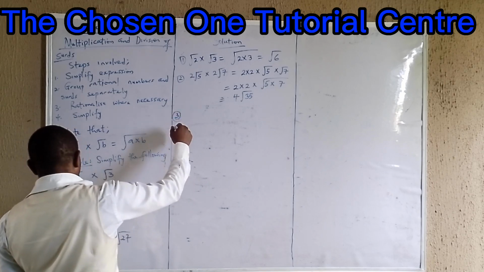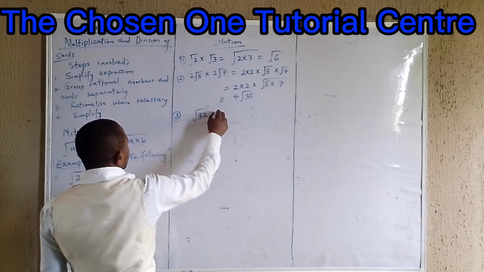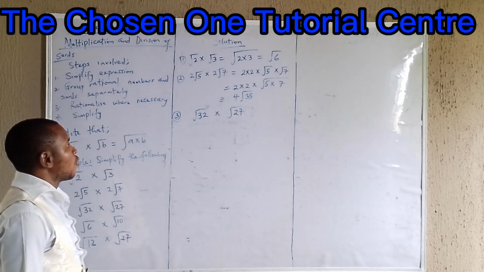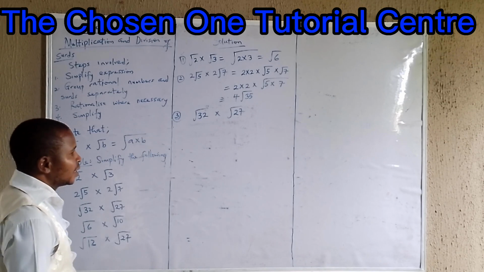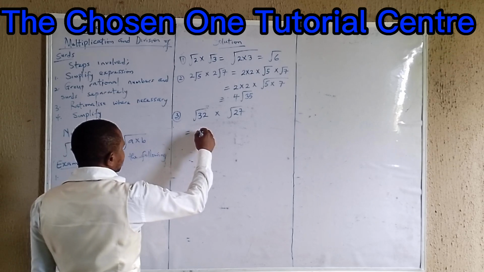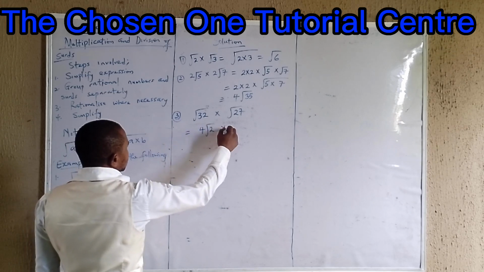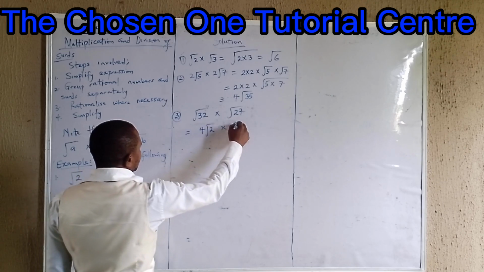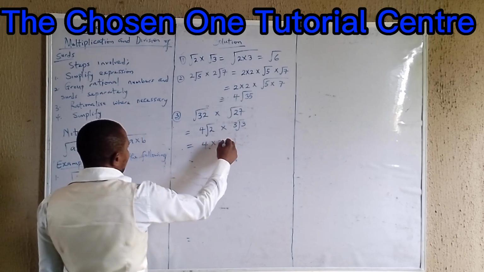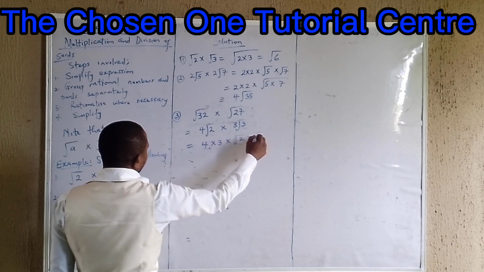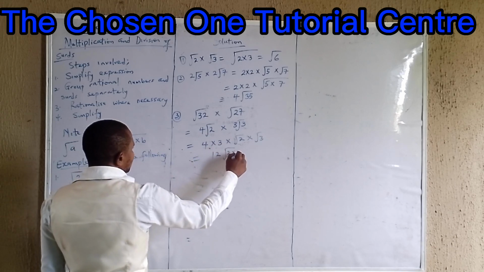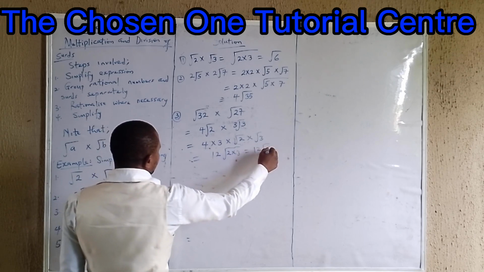Number 3, we have root 32 times root 27. This might be complex, so it is advisable for us to express it in a basic form. So in a basic form, this should be 4 root 2 times 3 root 3. So we are going to have rational number multiplied by rational number, whereas irrational number multiplied by irrational number. So we are going to have 4 times 3 to give us 12. Root 2 times 3 will give us 12 root 6.